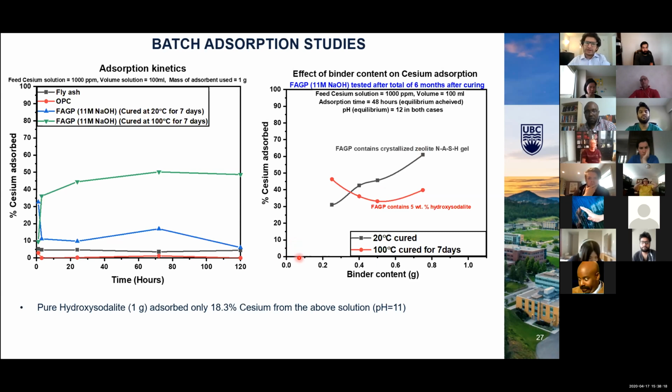And also, as a separate test, I also performed adsorption test using hydroxysodalite, and it was seen that only 18.3 of cesium is adsorbed using pure hydroxysodalite. So all the conditions were same, so it can give a really high relative comparison of how the materials are behaving within the system.